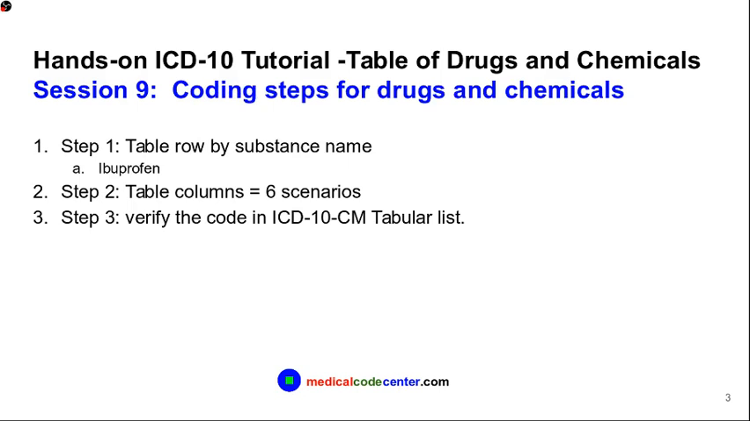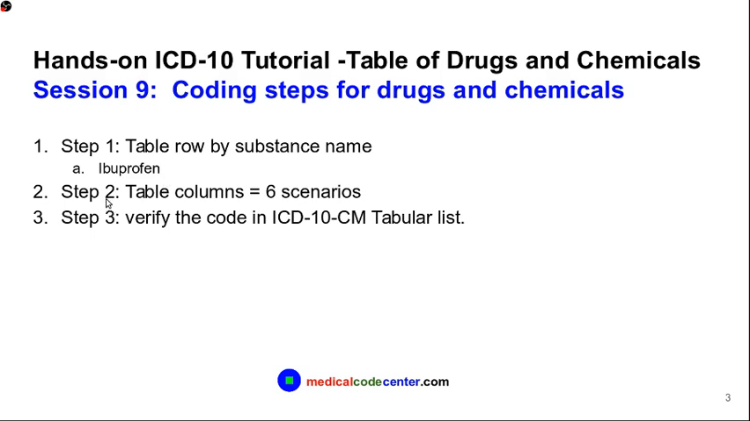So how do you find a code for a drug or chemical? Usually there's a three-step process. Step 1 is to do a table lookup by row. The row is the substance name. For example, ibuprofen. You find the row with the term ibuprofen.